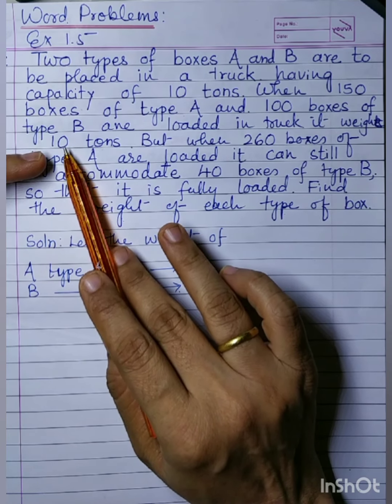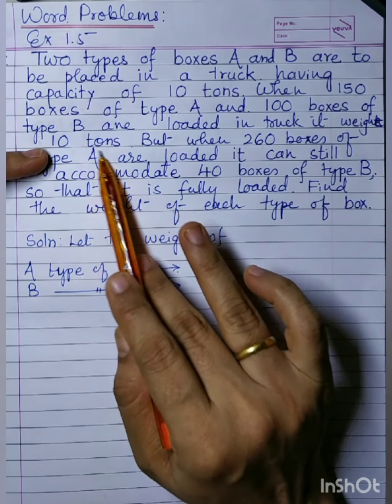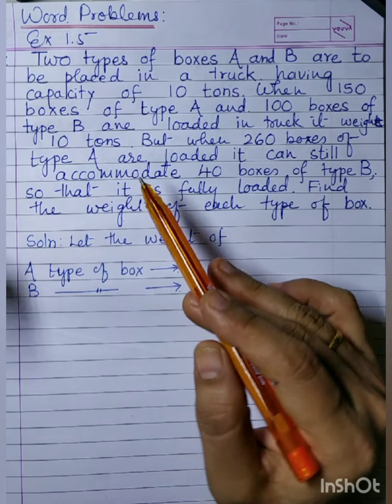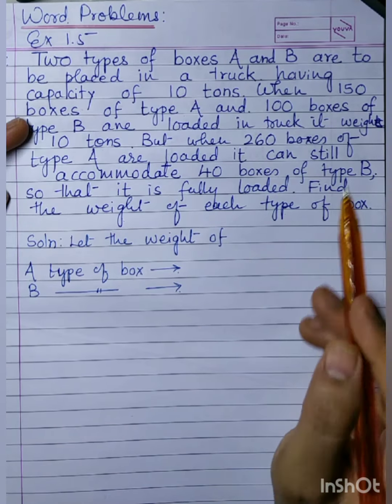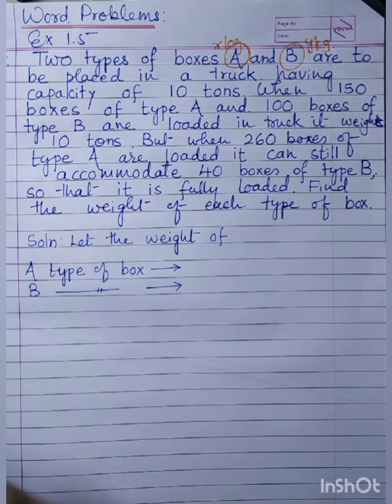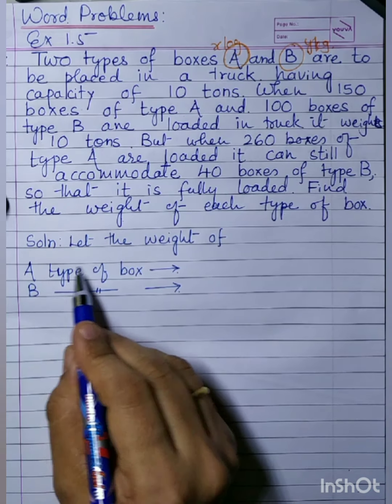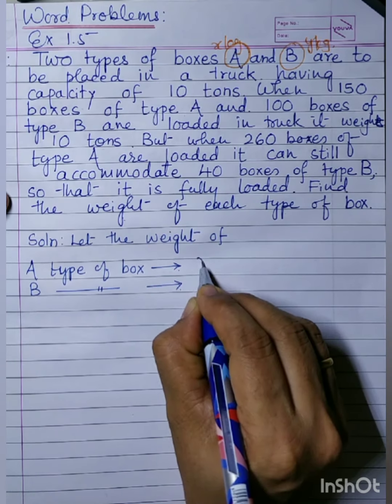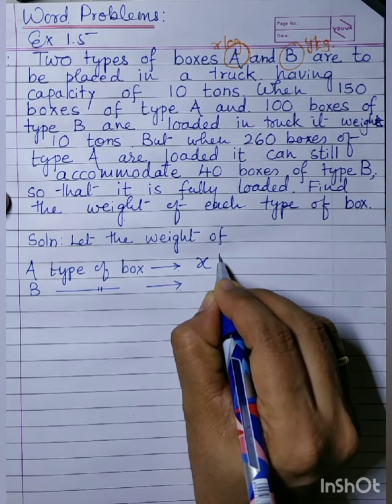So when you make the equation, make sure about the units. The total weight is 10 tons, and you have to remember to convert it into kilograms. So what I have to do here, I'll assume the weight of A type of box be x kilogram, and B type if I suppose as y kilogram, then the first equation can be very easily obtained. Let the weight of A type of box be x kg and B type of box be y kg.